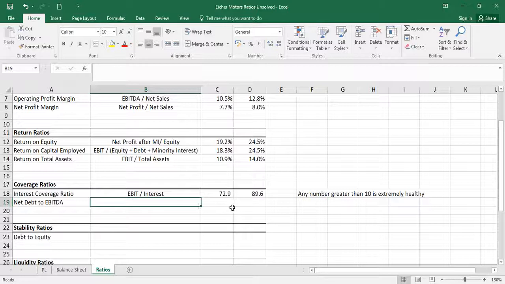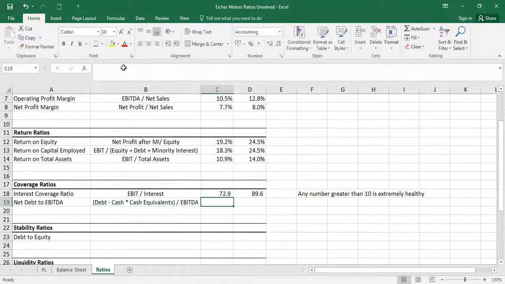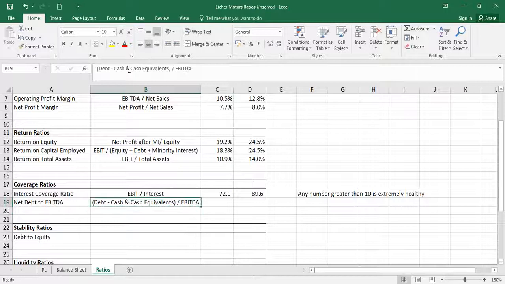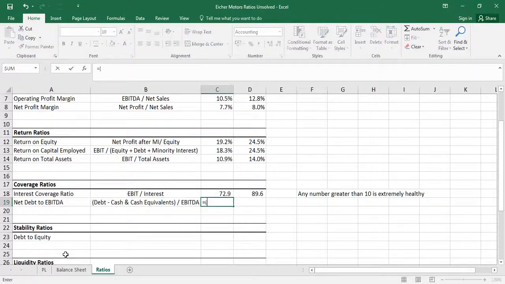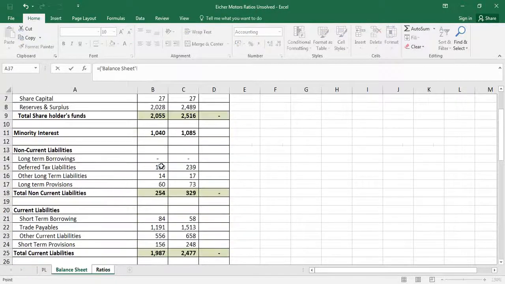Net debt to EBITDA is debt minus cash and cash equivalents, and you divide this number by the EBITDA of the company, right? So I should put this as cash and cash equivalents, and let's take that. So we take on the balance sheet, what is the debt number? Total debt is long-term borrowings plus short-term borrowings.